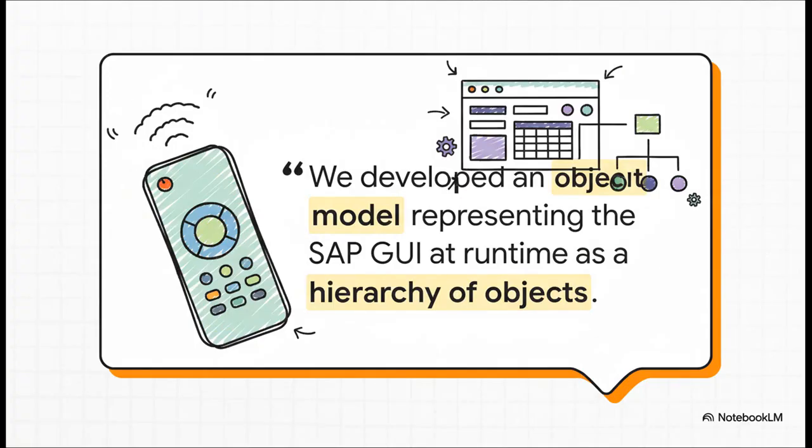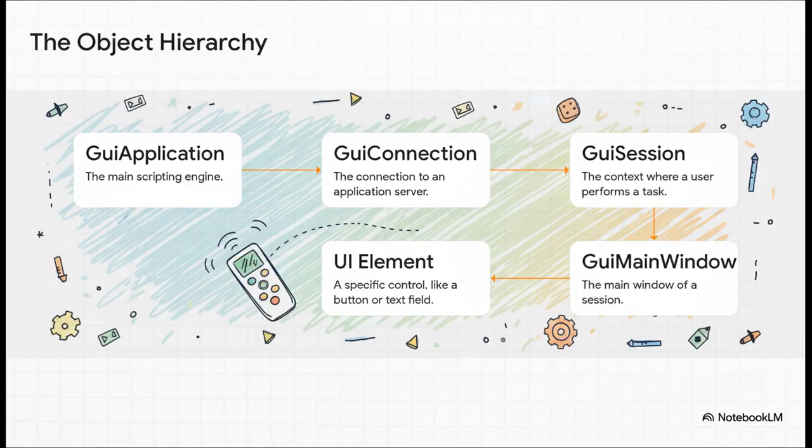And hey, don't just take my word for it. This comes straight from the SAP Developer Guide. They talk about creating a hierarchy of objects. Now that phrase sounds a bit complex, but it's literally just the blueprint for our remote control. It's the map that tells your script exactly where every single element is on the screen so it can find it and use it.